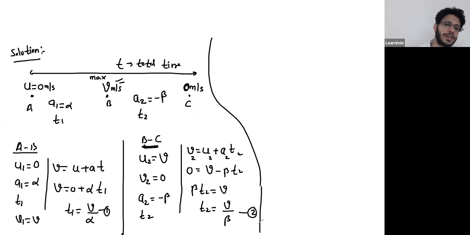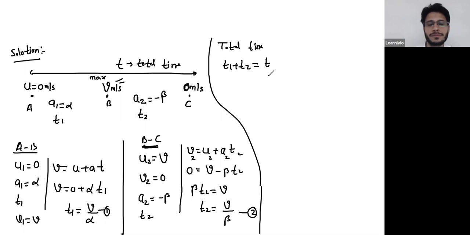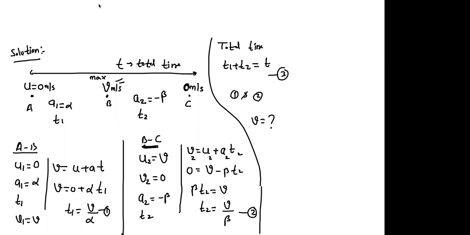Sania, how would you calculate total time? What is total time? t1 plus t2. And it is given as T, right? It is given that total time is T. Just substitute 1 and 2 and get the value of V. That would be your final answer. Just make these substitutions and report your final answer in chat.